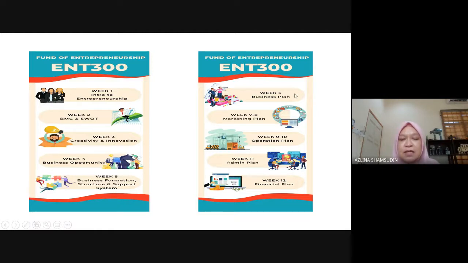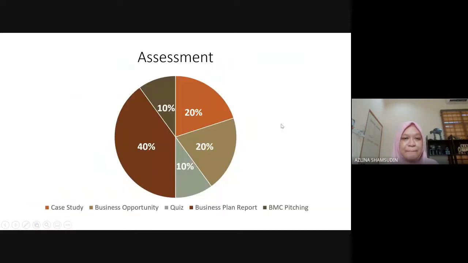Week 6, we learn about the business plan. Week 7 and week 8, marketing plan. Marketing plan is included in the business plan. Week 9 and week 10, operation plan. Week 11 is admin plan, and week 12 is the financial plan. So starting from week 6 and above, we focus on preparing the business plan.